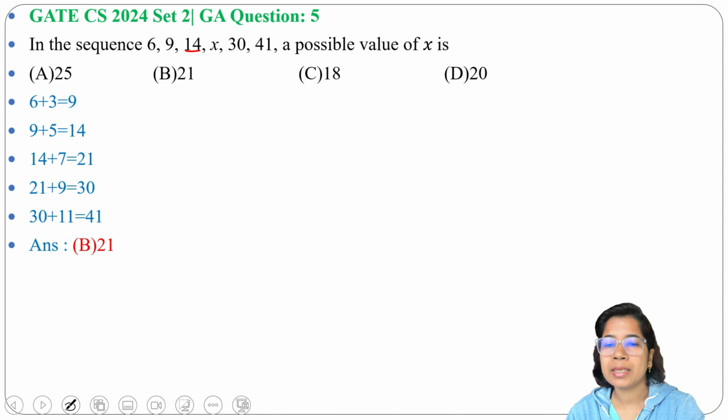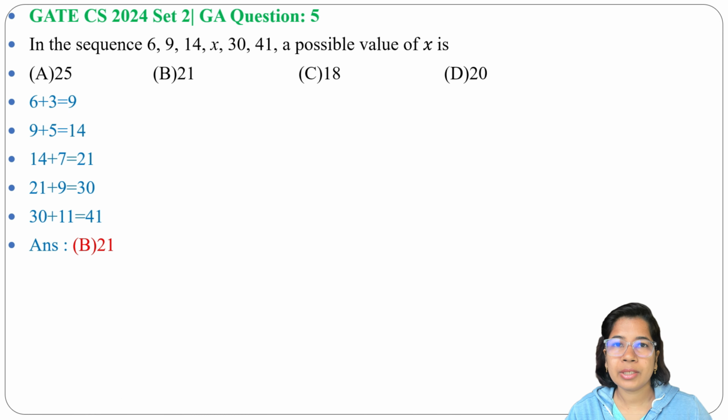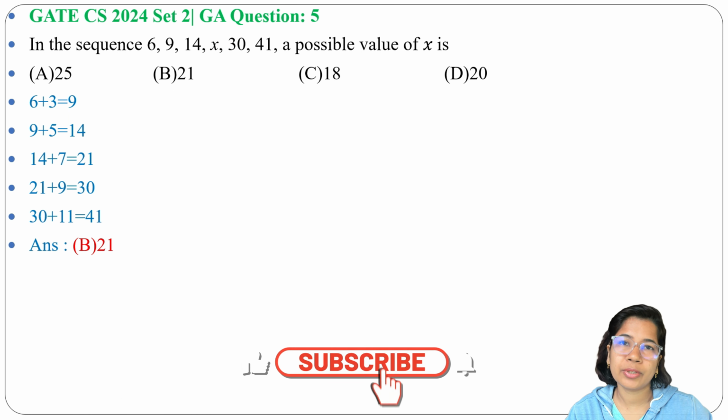14 plus 7 will be 21. Then 21 plus 9 is 30. So here in this sequence, the differences form the sequence of odd numbers starting from 3. This question is easy, you just need to find the pattern, then you can easily solve it.